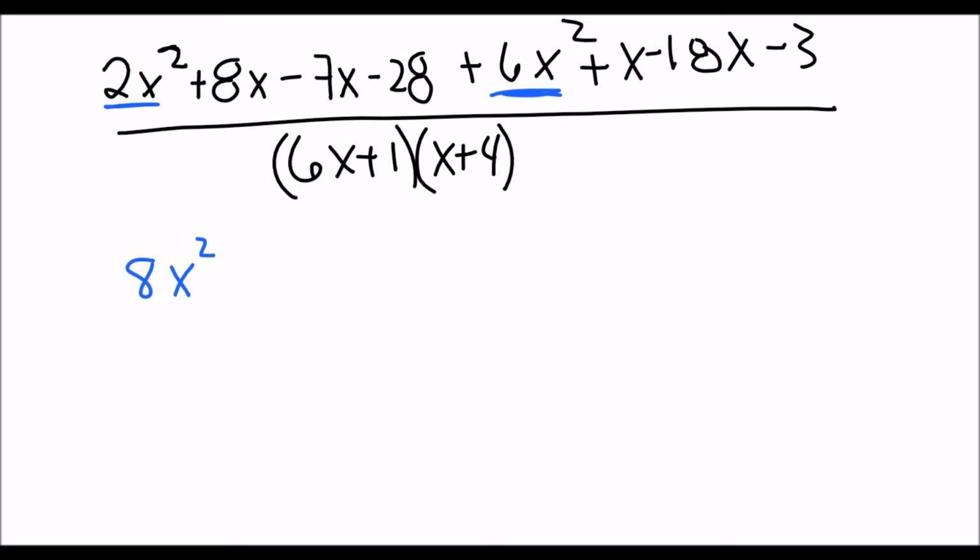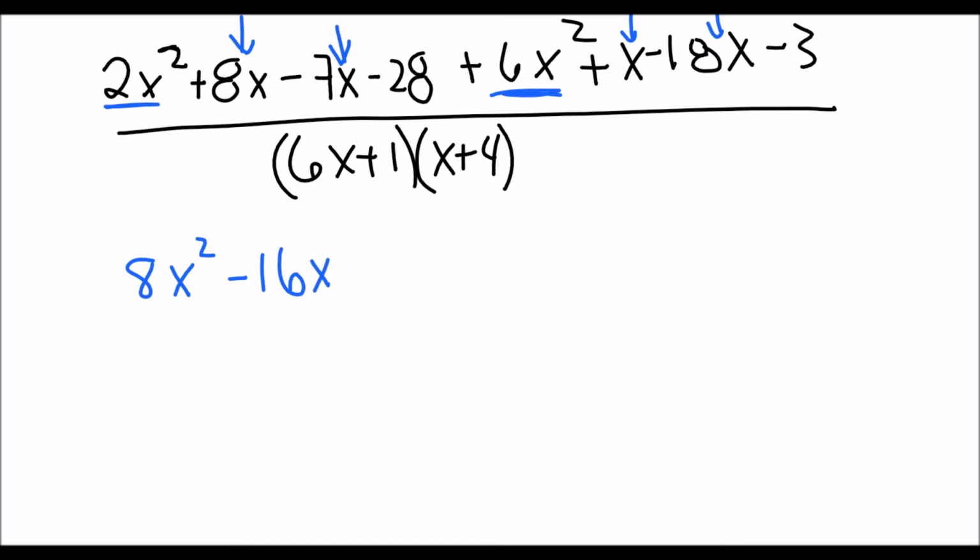Okay, so next we're looking for our just single x terms. So we have an 8x, we have a negative 7x, we have a regular x, and we have a negative 18x. So let's combine all those. So 8x minus 7x is going to be negative 1x, plus an x, positive 1x, plus an x is going to be a 2x, and minus 18x is going to give us a negative 16x. So minus 16x. If you need to write that out, of course, by all means, write that out.